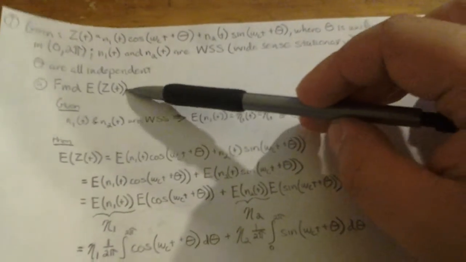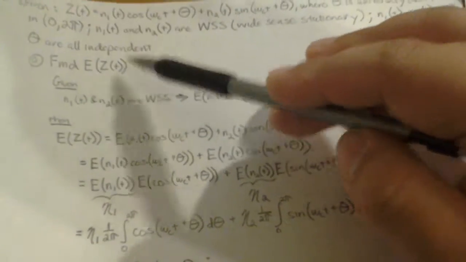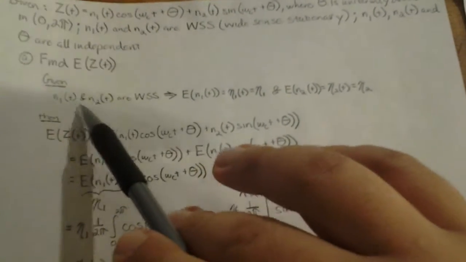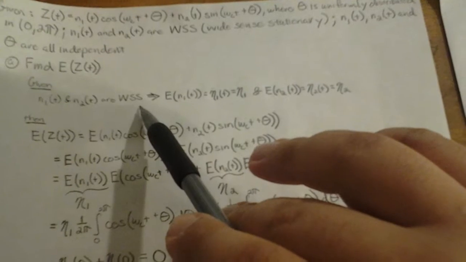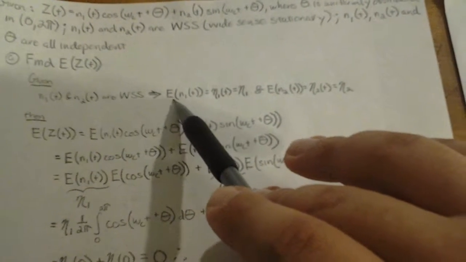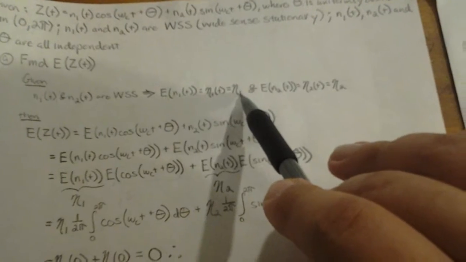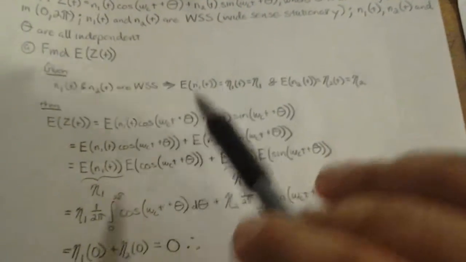It basically asks us to find the E of the z function, as well as find the R_Z, or the autocorrelation. So let's start by looking for the mean right here. We're given that these two functions are WSS, which means that basically their expected averages can be denoted like this, as constants.